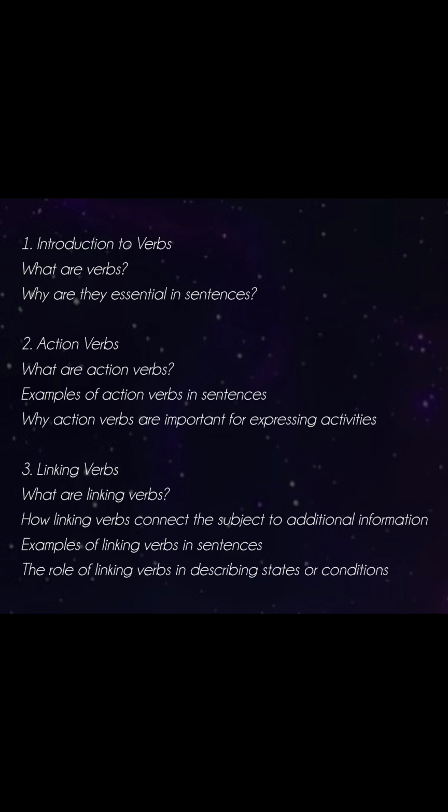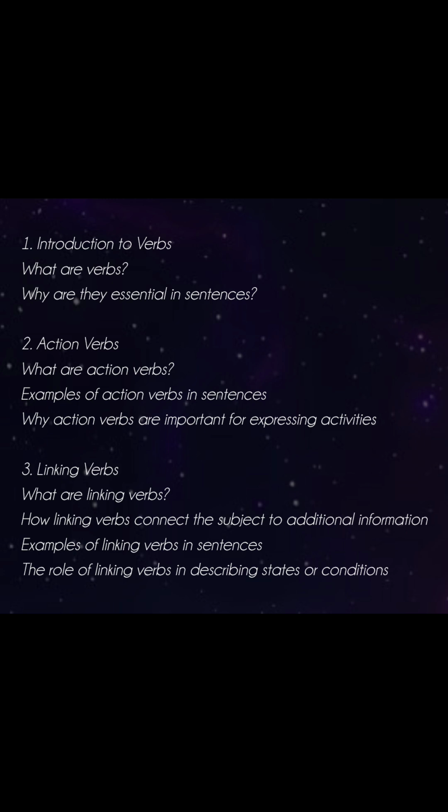Number one, action verbs. Action verbs are probably the first kind of verbs you think of when you hear the word verb. They show us physical or mental actions. Action verbs describe what someone is doing or what's happening. For example, run, write, sing, jump, think, and eat. Let's take a closer look at how they work in sentences.